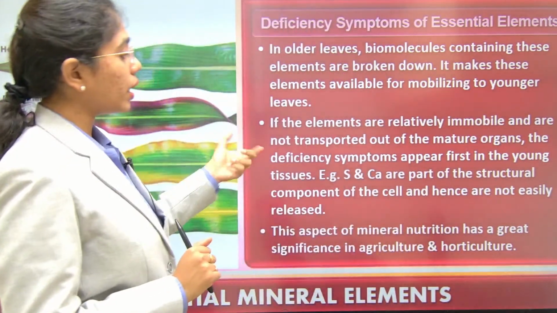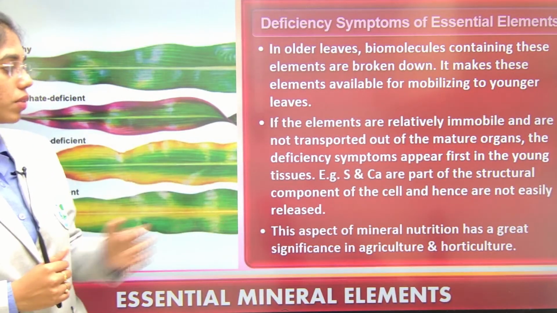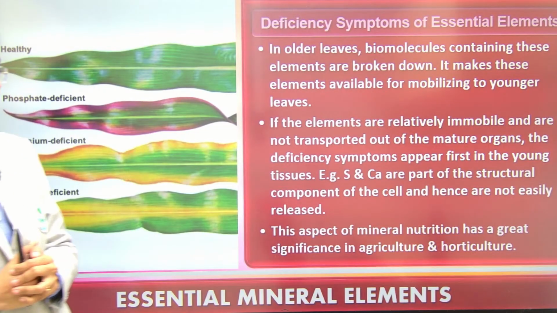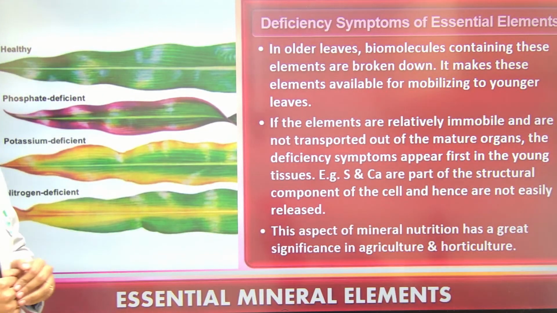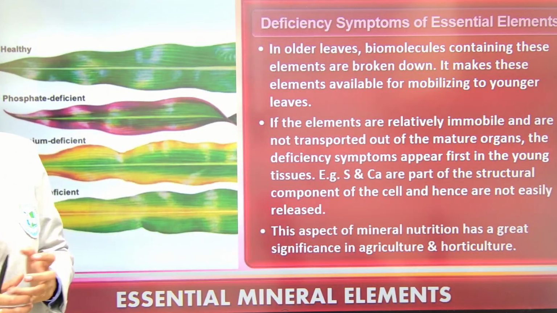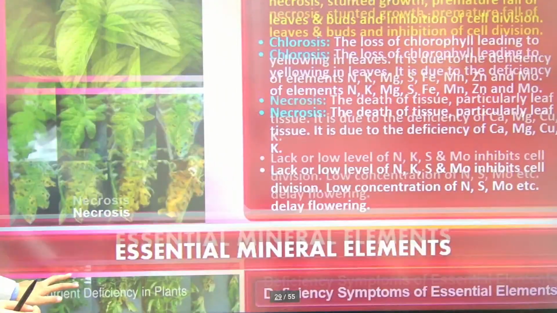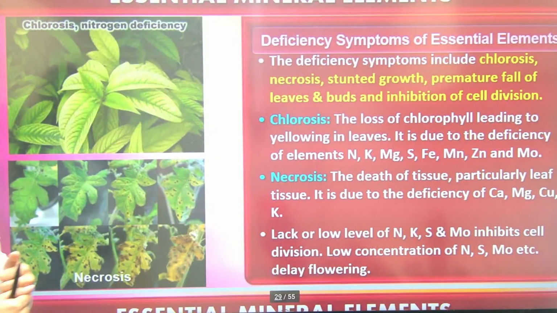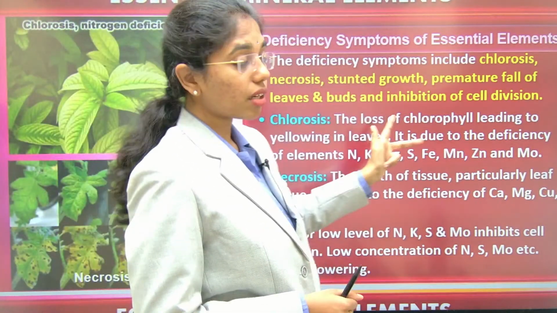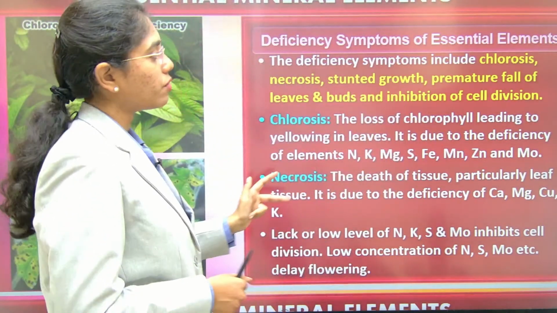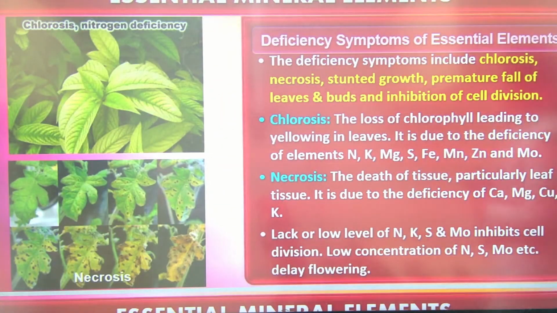In the younger tissue, for example, sulfur and calcium are part of the structural components of the cell and hence are not easily released. This aspect of mineral nutrition has great significance in agriculture and horticulture. Deficiency symptoms include chlorosis, necrosis, stunted growth, premature fall of leaves and buds, and inhibition of cell division. Just go with chlorosis and necrosis.